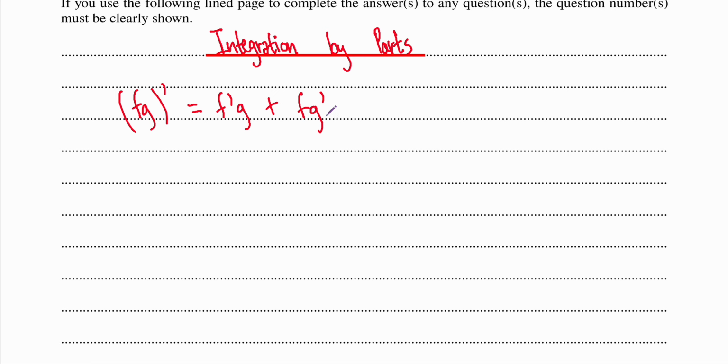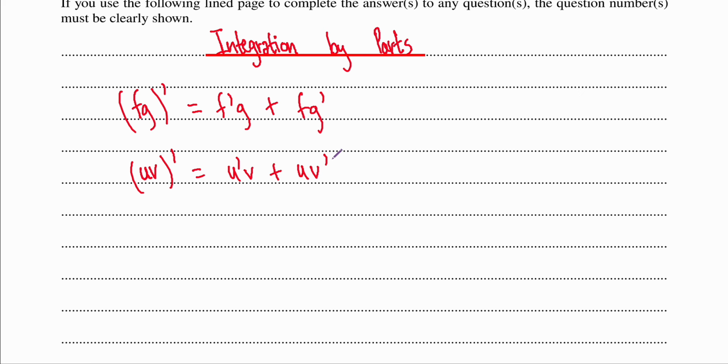Now, integration by parts, the formula is usually given in terms of u and v, but u and v are just f and g, so it doesn't matter. But let's write that f and g in terms of u and v. So I'm doing the exact same thing. I'm writing (uv)' is equal to u'v plus uv'.